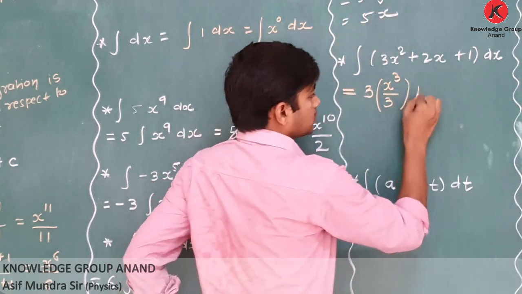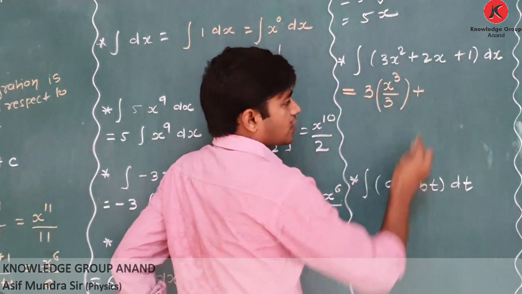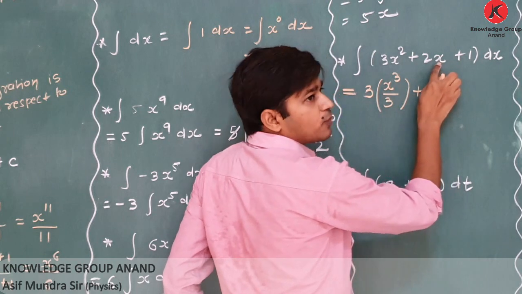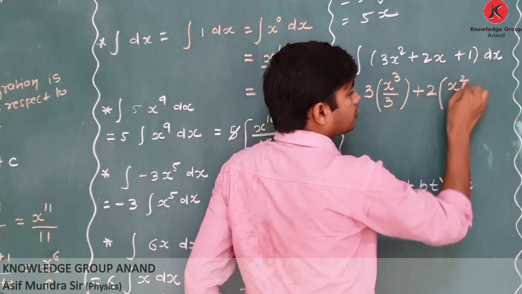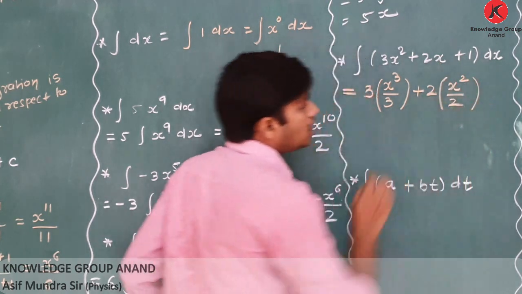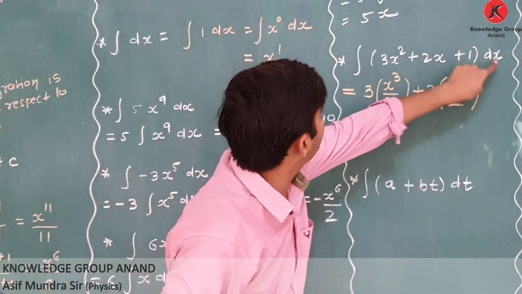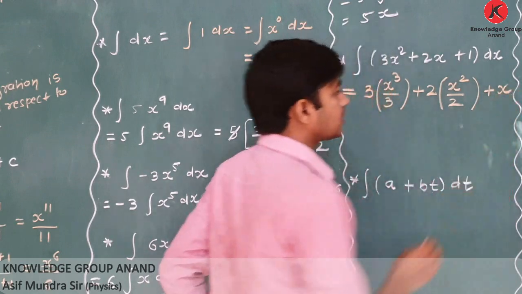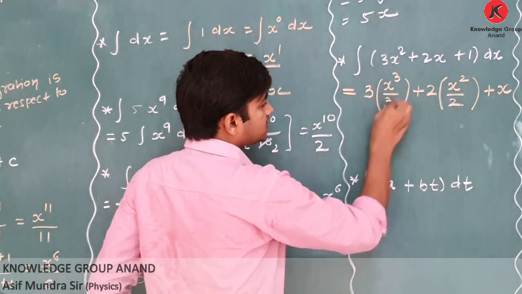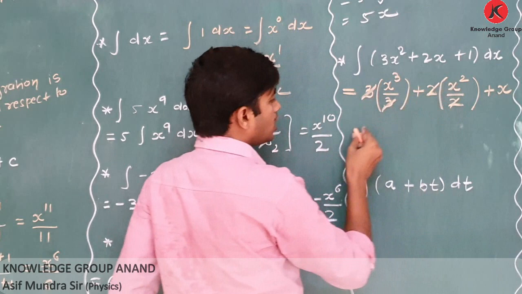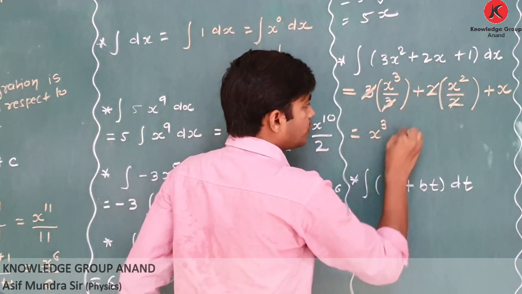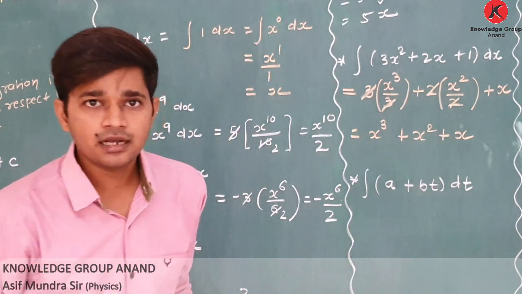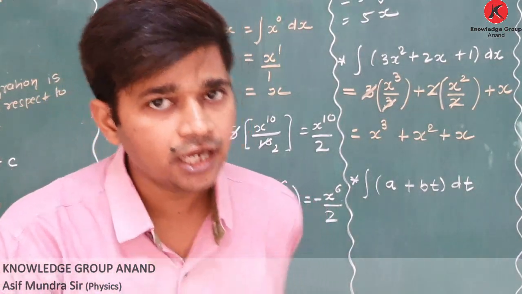Okay. Plus integration 2x dx. 2 as it is. What is integration of x? What is the power of x? 1. You have to add 1 to the power, so it is x square divided by 2. Okay. What is integration 1 dx? Yes, it is x. If you simplify this, 3 cut, 3 cut, 2 cut, 2 cut. So your answer is x cube plus x square plus x. Clear? Any doubt?